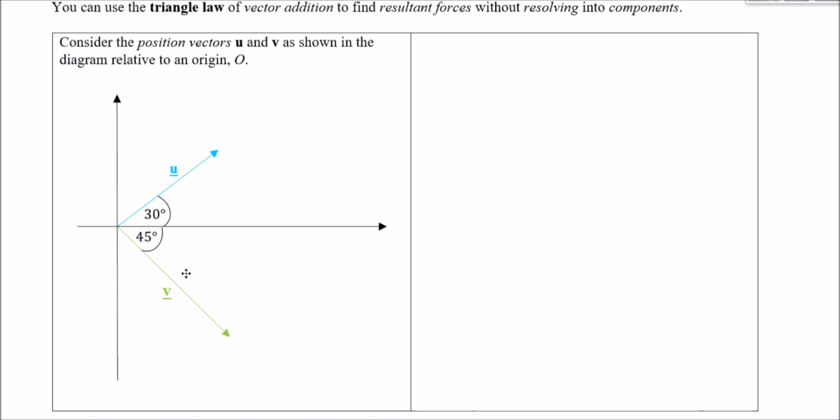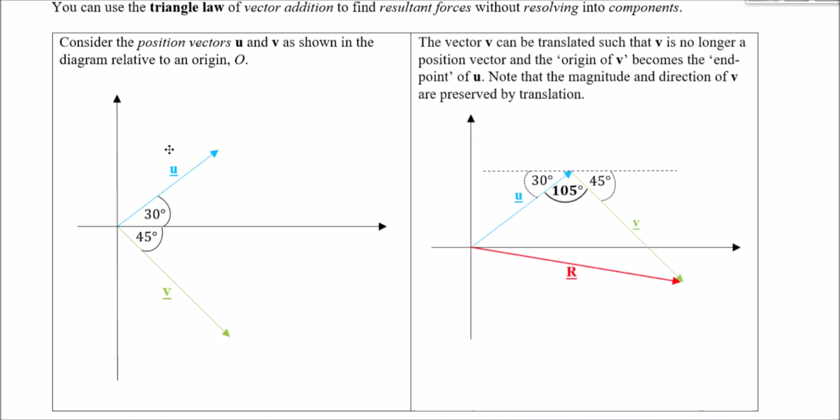You should hopefully remember from year 12 that vectors can be added by putting the tail next to the head of another one. So imagine sliding this v and putting it at the end of u, so we have u and then v, like so. I'll explain these annotations in a moment. So the vector v can be translated so that v is no longer a position vector, and the origin of v, as it were, becomes the endpoint of u. Like I said, vectors can be joined by putting the beginning of one at the end arrow of the other.